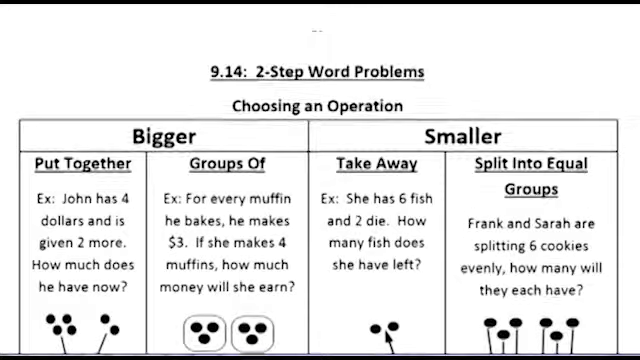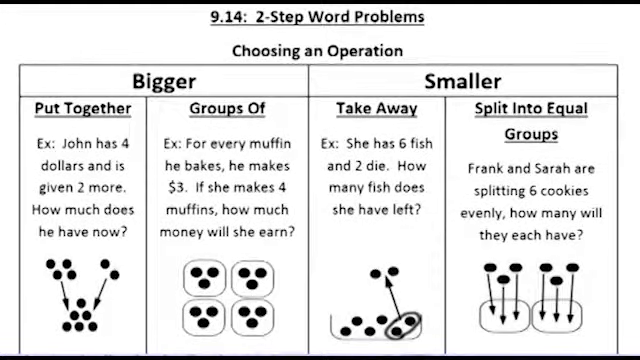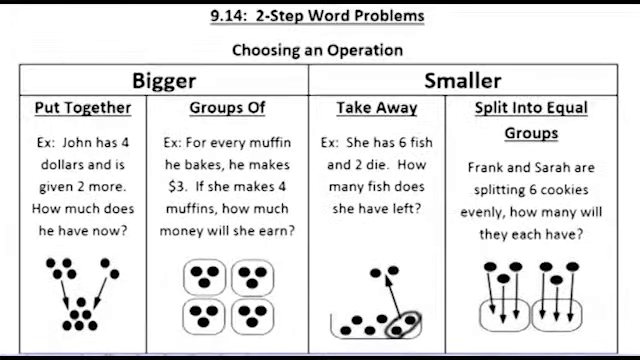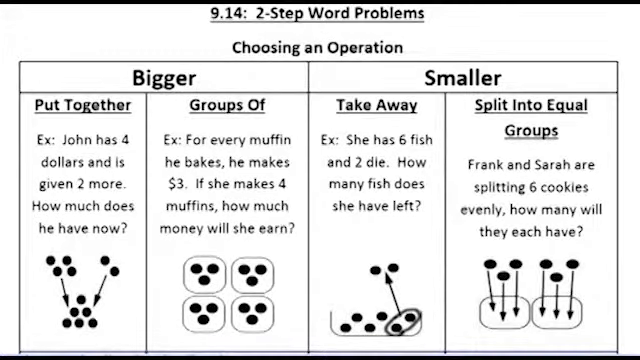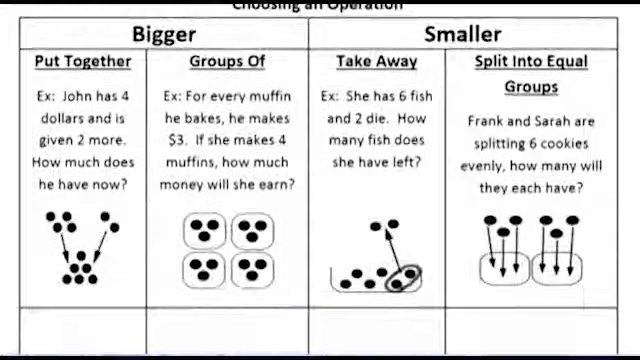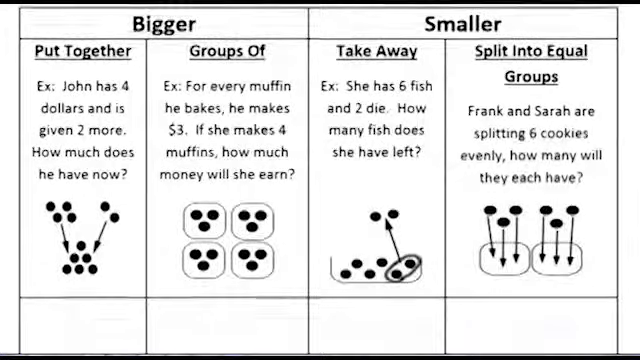Welcome to 9.14. We are starting two-step word problems. Very similar ideas as yesterday when we did one-step word problems, but now we're adding an extra operation into the mix. So that concept of whether things happen once or whether they're happening repeatedly is going to become even bigger today. We're going to reiterate our concepts of how we choose our operations.